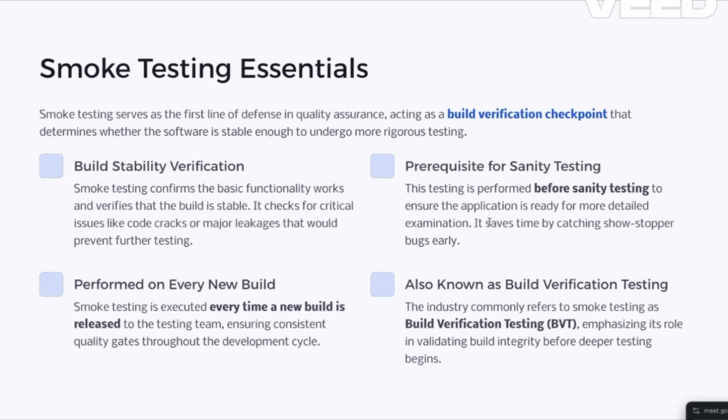It saves catching showstopper bugs early. Also known as build verification testing. The industry commonly refers to smoke testing as build verification testing or BVT. It emphasizes its role in validating build integrity before deeper testing begins.